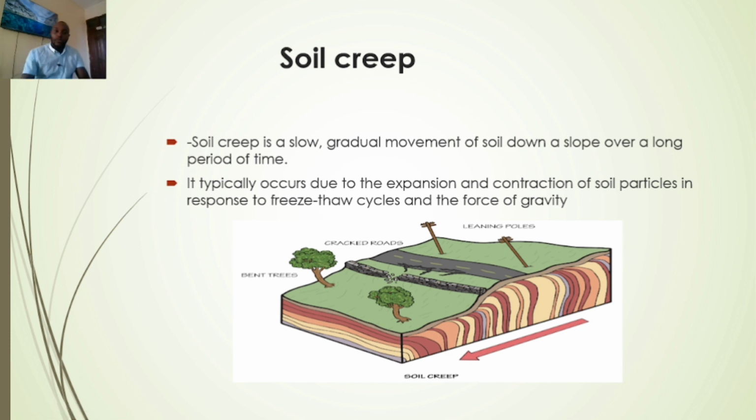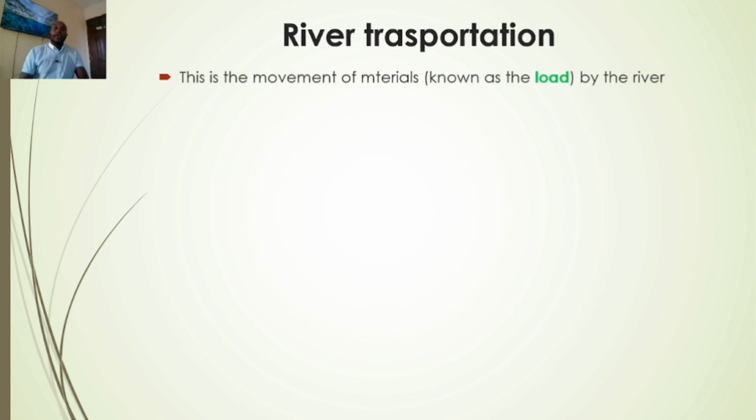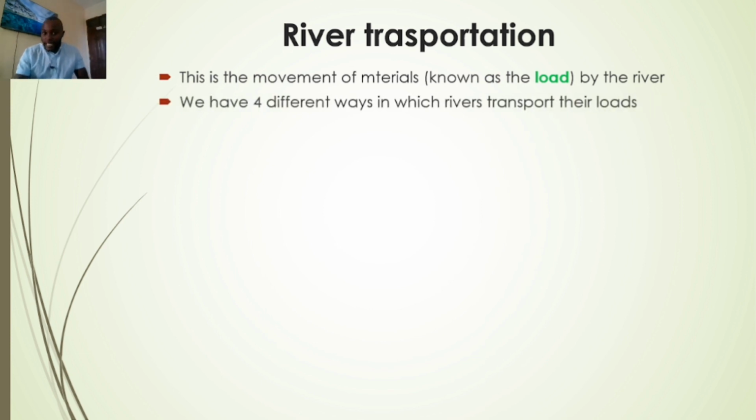Under mass movement, we've talked about two: soil creep and slumping. All right, so now we talk about river transportation. Remember we talked about erosion, weathering and mass movement. Now we are talking about river transportation. The movement of materials by the river is known as a load. That's river transportation. We have four different ways in which rivers transport their loads.